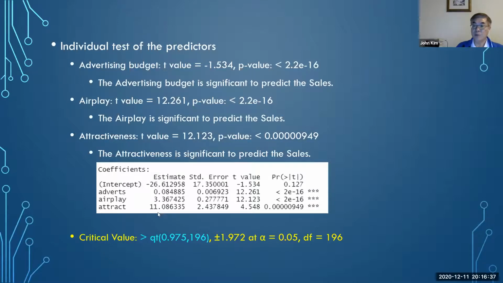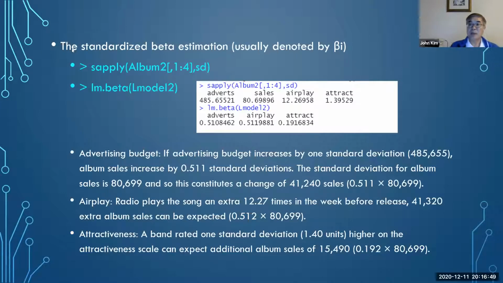But we don't know how much each variable affects. We can use standardized beta estimation. Usually we can denote like this, beta i, 1 to 3, if there are 3 variables. So using this function, we make some output like this.